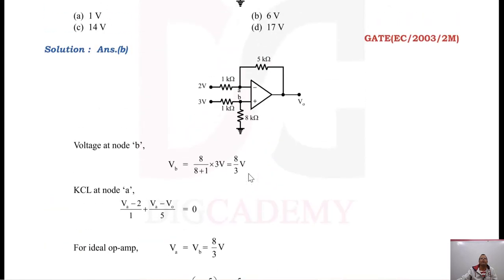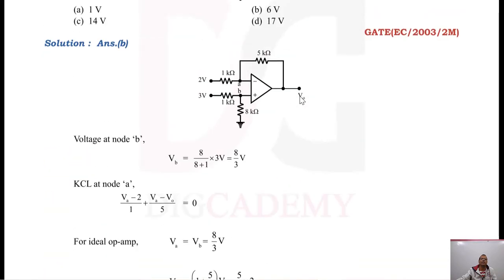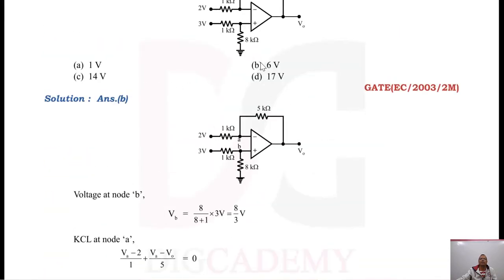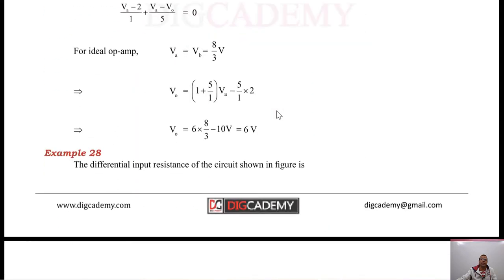Fine. So we have applied voltage at both the inverting as well as the non-inverting terminal, and we have calculated the output voltage. So that is 6 volts. So 6 volt is option B in the question. That was GATE EC 2003.